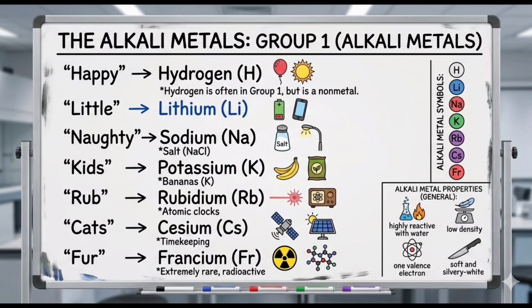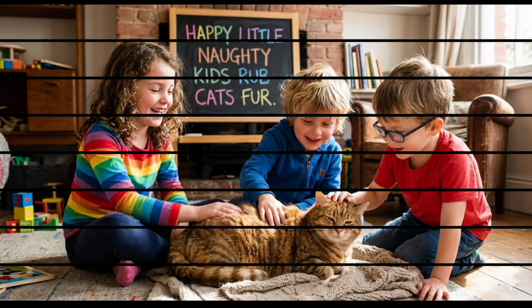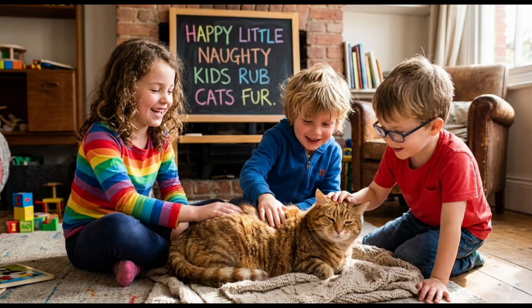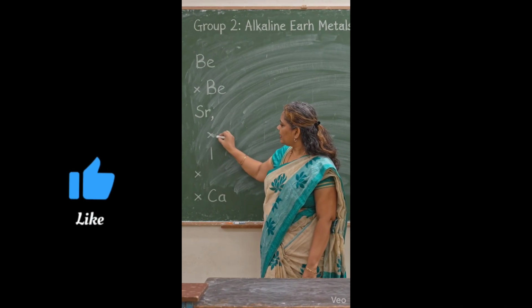Happy little naughty kids rub cat's fur. Happy, hydrogen, H. Little, lithium, Li. Naughty, sodium, Na. Kids, potassium, K. Rub, rubidium, Rb. Cats, cesium, Cs. Fur, francium, Fr. So we can remember very easily with this sentence. Note down the sentence. Next, we are going to learn alkaline earth metals.